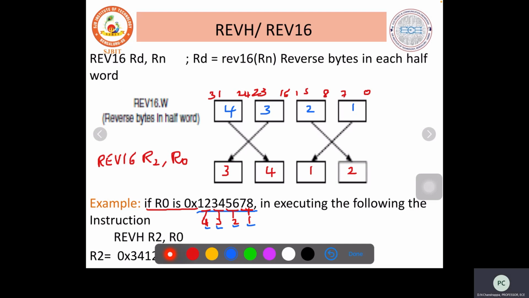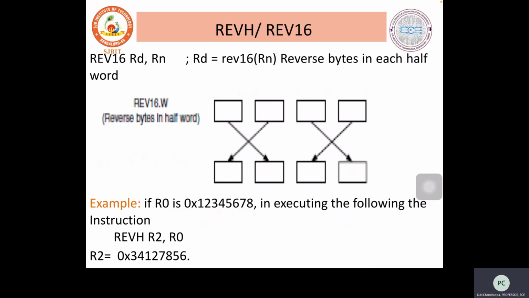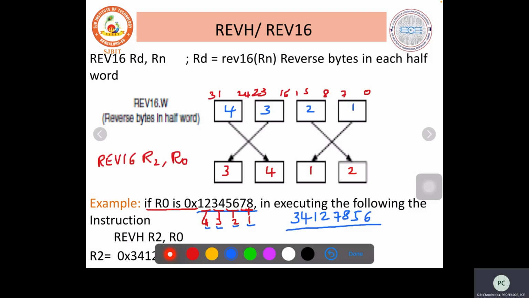So 3 becomes first. What is the result? 3, 4. Then 1, 2. Then 7, 8. So the last becomes 5, 6. This is the final result after the execution. Please look here. The last, R2 is given. R2 is 3, 4, 1, 2, 7, 8, 5, 6. Is it correct? See here, this is correct.